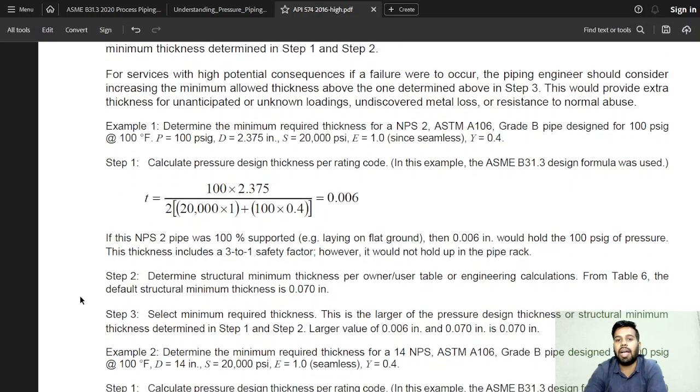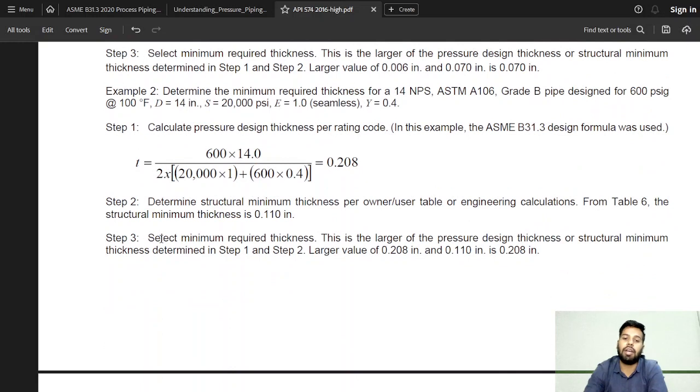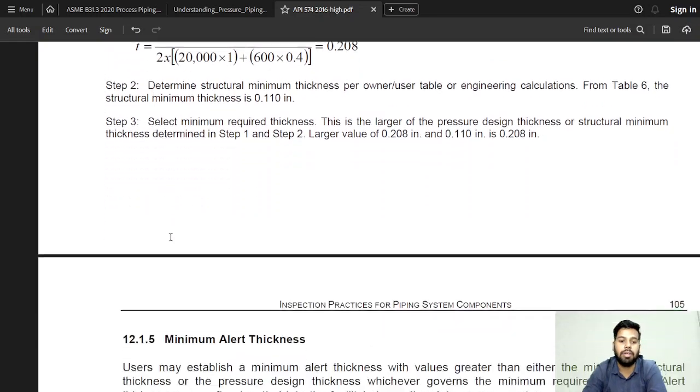For services where the potential consequence of failure is high, the piping engineer should consider increasing the minimum allowable thickness above the one determined in step 3. This would provide extra thickness for unanticipated or unknown loading, undiscovered metal loss or resistance to normal abuse. There is an example given of how you should identify the thicknesses if the pressure is given, and the opposite can also be done. If the thickness is given, you can understand how much pressure would be sustained by that thickness.